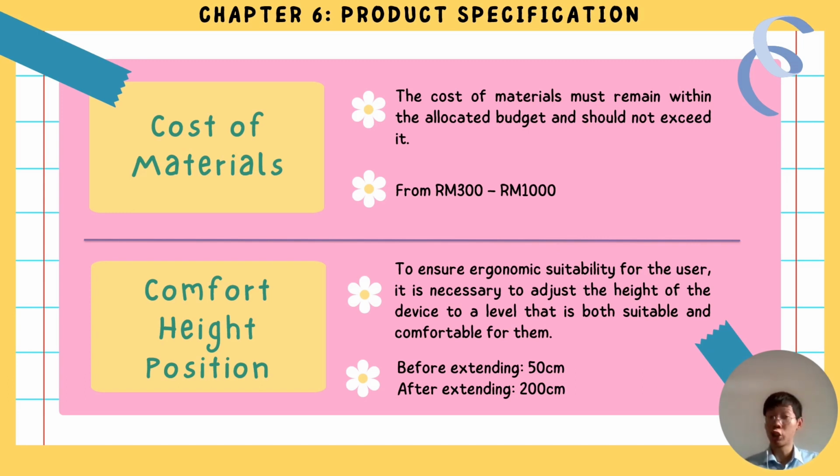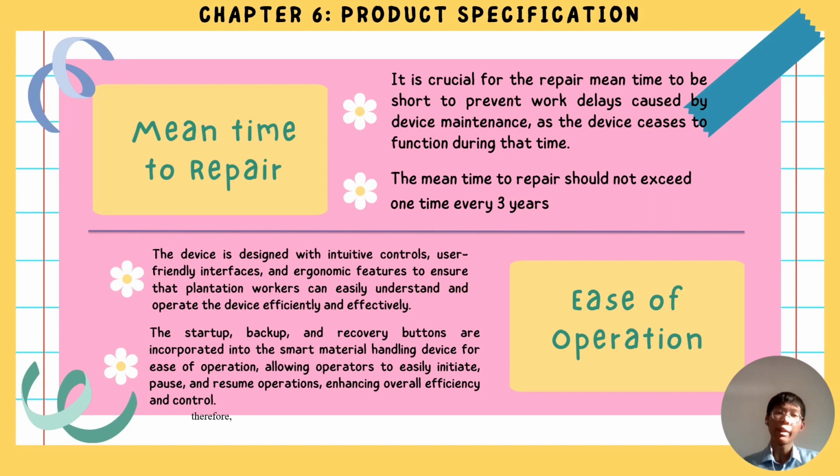For the comfort height positions, we need to ensure that the height is ergonomic to the users. Therefore, we adjust the height to 50 cm before extending, and after extending it will become 200 cm, which is suitable to the worker's height. Furthermore, for the mean time to repair, it is crucial for the repair time to be short, which can help to prevent work delay and improve the efficiency of the work. Therefore, the mean time to repair should not exceed 1 time every 3 years.